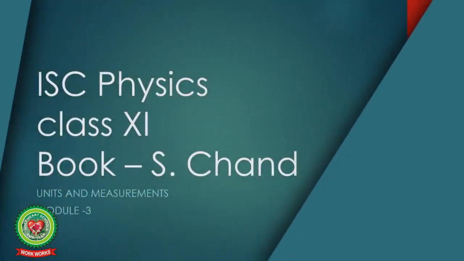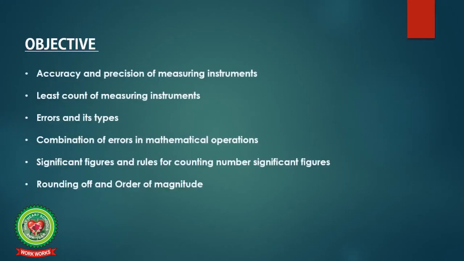Hello students, today we are going to start another chapter of your book, Units and Measurement, Module 3. The objectives of today's chapter are: number 1, accuracy and precision of measuring instruments; number 2, least count of measuring instruments. Then we'll study errors and their types. We'll also study combination of errors in mathematical operations.